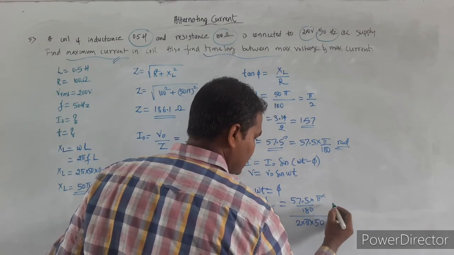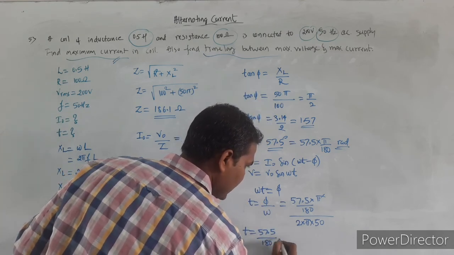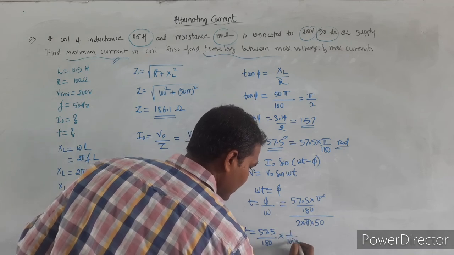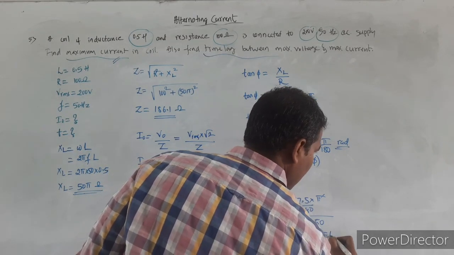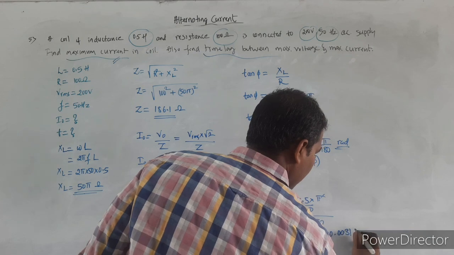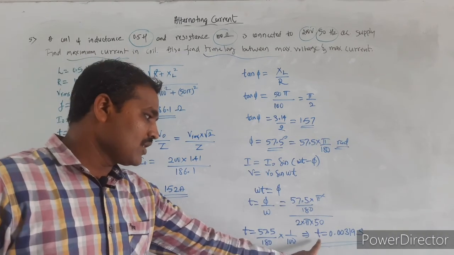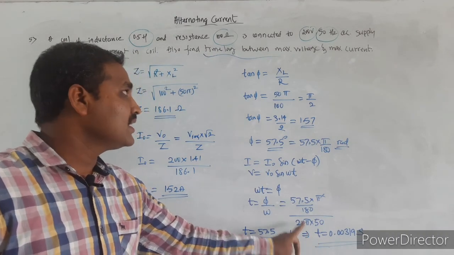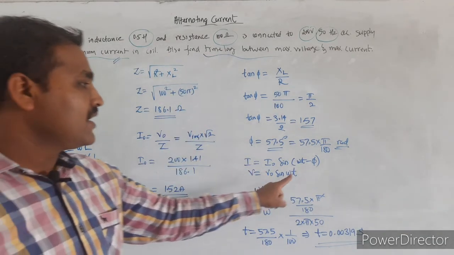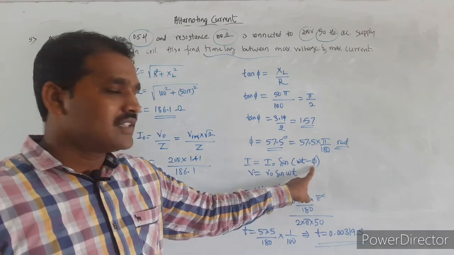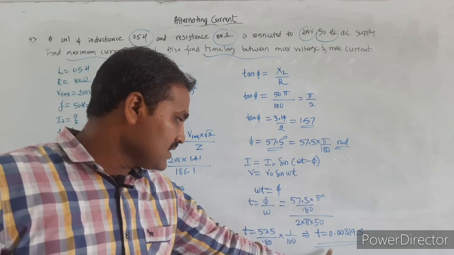This pi gets cancelled here. I will get 57.5 divided by 180 into 1 by 100. So this will give me the value of time t is equal to 0.00319 seconds. Okay, a very small value it is. This is the time lag between the maximum values of voltage and current. To get the time lag, equate this omega t to phi. Be careful, this phi has to be in terms of radians. So by simplifying this, this is the answer we are getting.